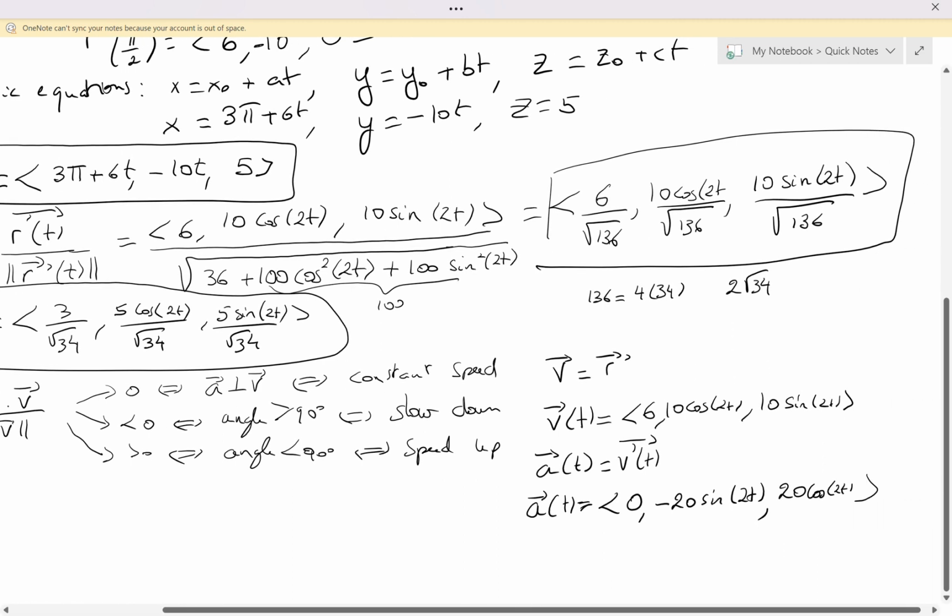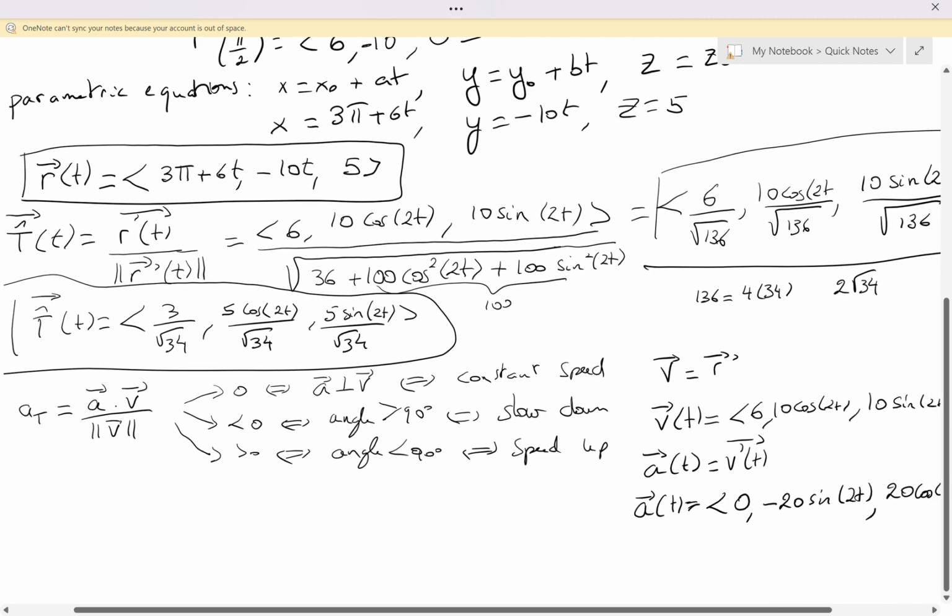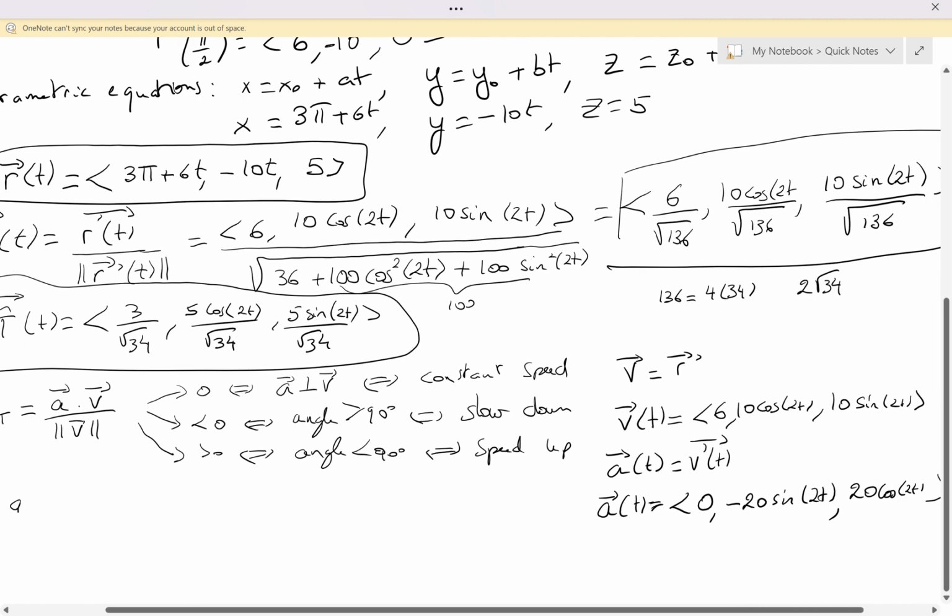And here we want to know what's going on at pi over 2, so I might as well just do it right there. So the acceleration at pi over 2. The velocity is 6. When t is pi over 2, 2t is pi. Cosine of pi is -1. Sine of pi is 0. The acceleration similarly is going to be the vector 0, 0, minus 20.